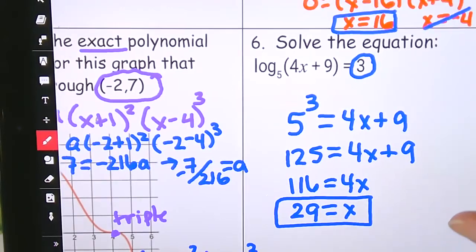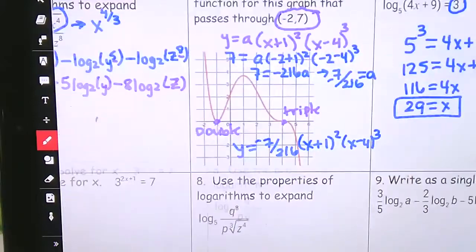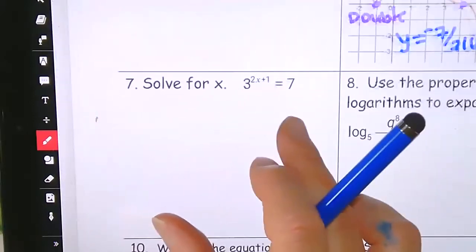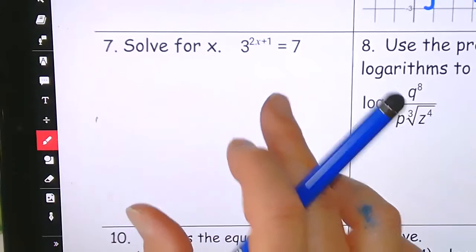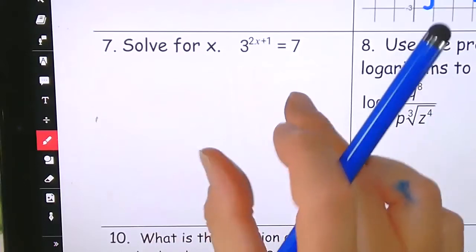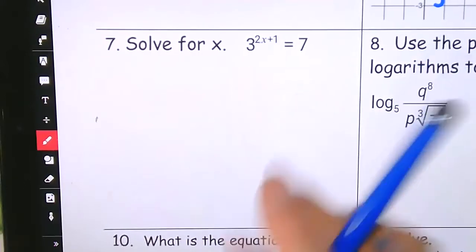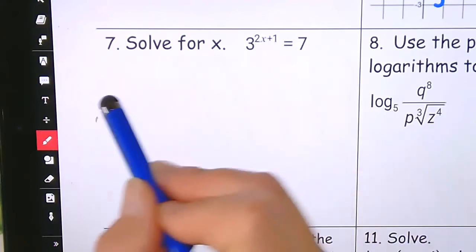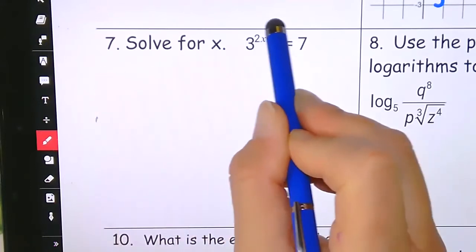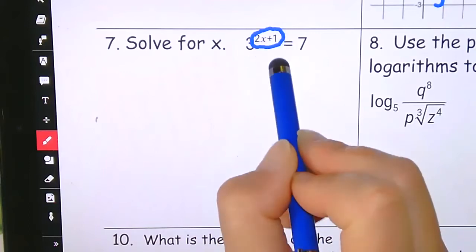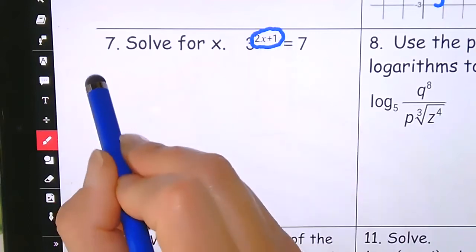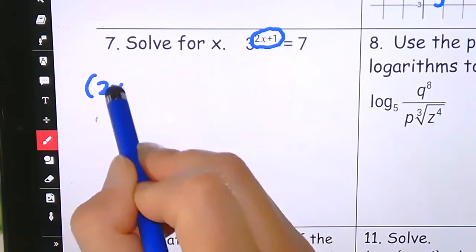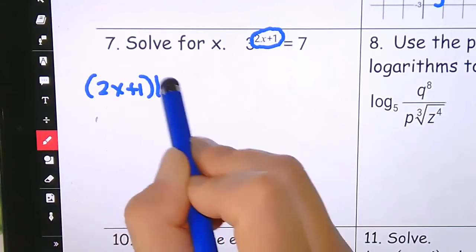On number 7, this is an exponential equation. So I'm going to log both sides, okay? I undo an exponential by logging. So when I take a log of this side, this power is going to move in front. So I'm going to get 2x plus 1, I'm going to put in parentheses, log 3.